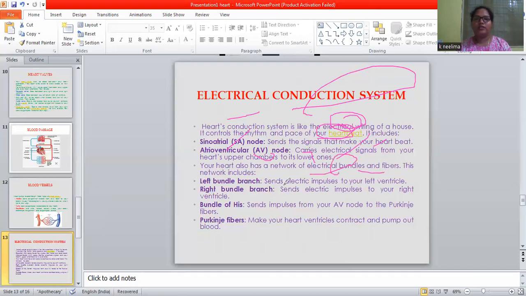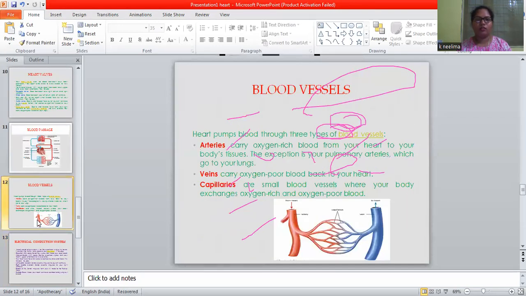This is the left branch and right branch bundle of His, and the Purkinje fibers. We will discuss it with one picture.